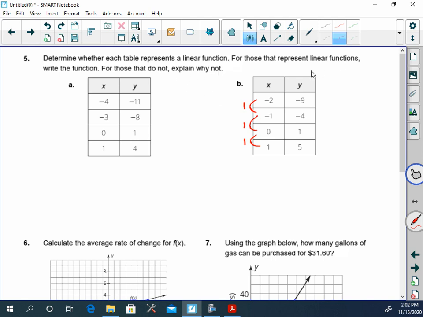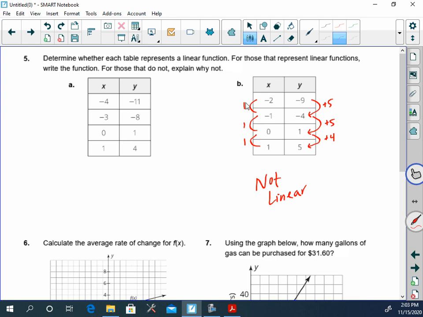So it's saying determine whether it's linear or not. If it is linear, we're going to write a function, but if it's not, then we just have to say why it's not linear. So when we look from here to here, this went up, right? It was -9, think on the number line, -9, up to -4, it went up 5. And then when we go from -4 up to 1, it goes up by 5. But then from here to here, it only goes up by 4. So it's not going to be linear. So not linear.